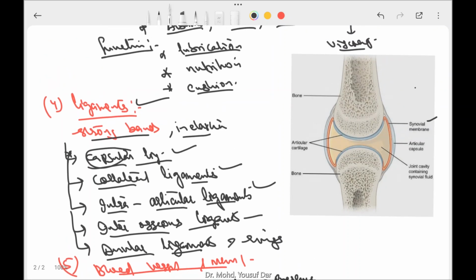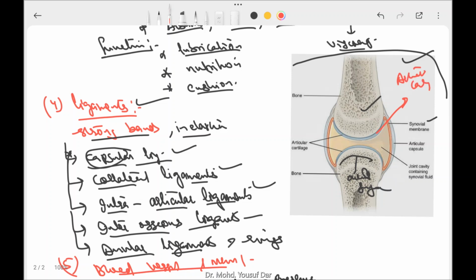So here in this diagram you can see a diarthrodial joint. This is the articular surface that is generally made of a bone. Then this is the articular cartilage. This is the synovial membrane. This is the outer layer, known as the fibrous layer of the joint capsule, and the inner is the synovial membrane, and this is the joint cavity that contains the synovial fluid. So this is the structure of a diarthrodial joint. Thank you.